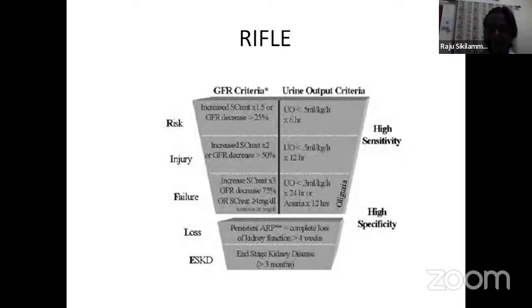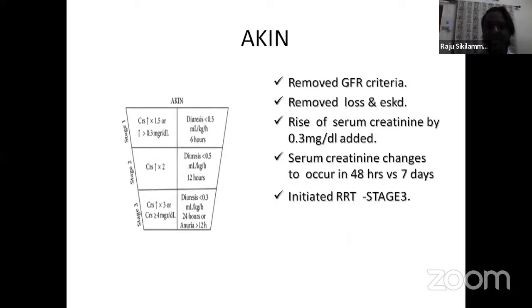The main implication of the RIFLE criteria is prediction: as the classification progresses from Risk to End-stage kidney disease, it increases the length of hospital stay and mortality, and it causes lower renal recovery. That is just an example. If a patient at the time of discharge has a raised creatinine level, they are prone to subsequent AKD and CKD.